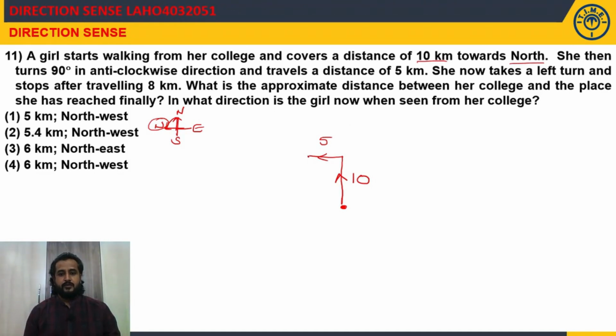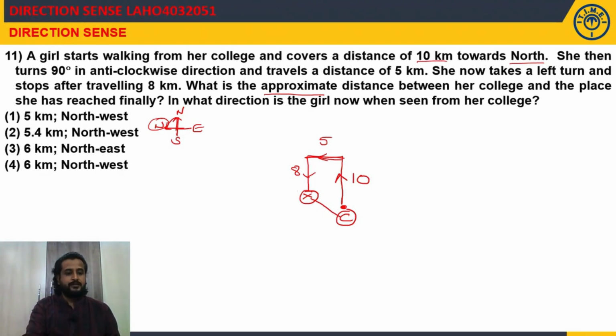Left turn. While moving towards west, what is the left hand side? South. How many kilometers? 8. So 8 kilometers, and stops. What is the approximate distance between her college and the place she has reached finally? So it is a college place. Let's say it is the college C and this is the final point, let's say X. They are asking what is the approximate distance. So we need to identify the distance between these 2 points, X and C.